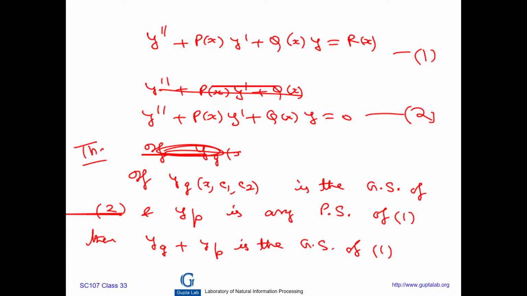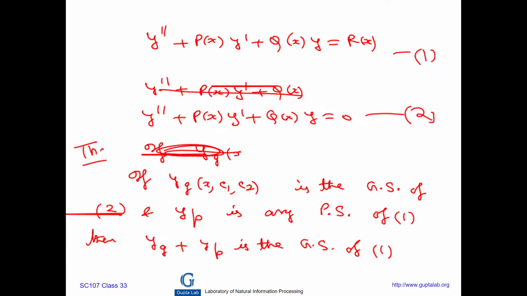Whenever we want to solve the non-homogeneous equation, look at the homogeneous equation, and if Yg is the general solution, why are there two constants C1 and C2? Because it's of order 2. General solution of the homogeneous equation, equation 2, and Yp is any particular solution of the whole equation, equation 1. Add them and you will get the general solution of equation 1. I have given the proof of it. Now the question is, how do we find the general solution of the homogeneous equation? That's the thing, so first we focus on that.